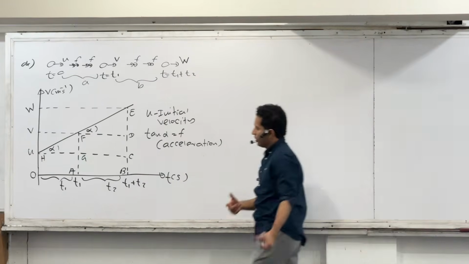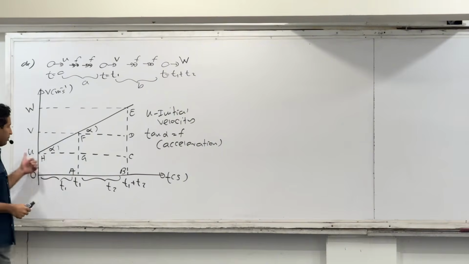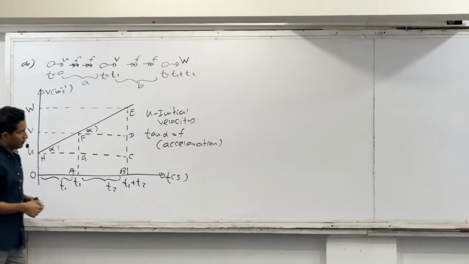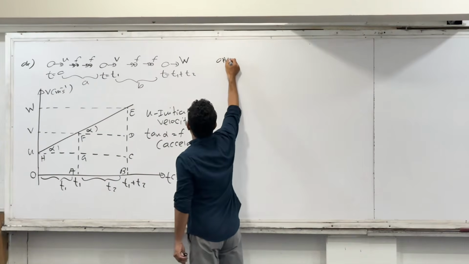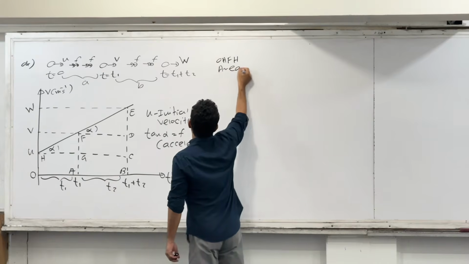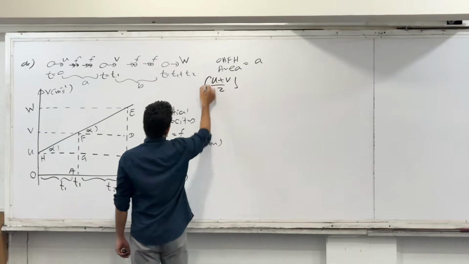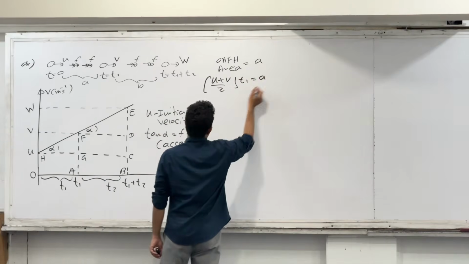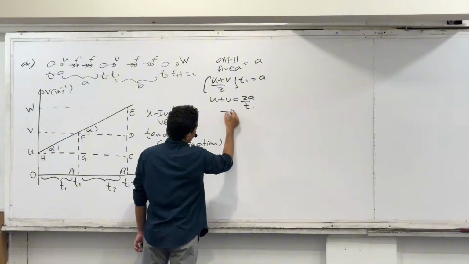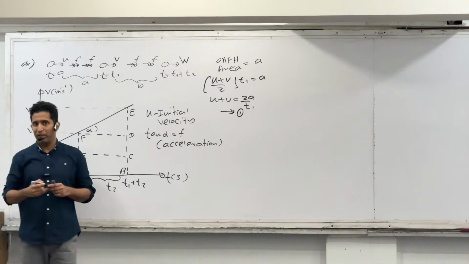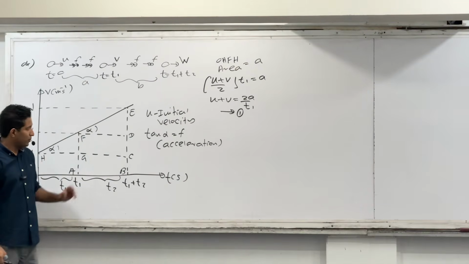Now you can write, OAFH area is equal to what? A. This area is equal to A. I will write that. OAFH area equals simply A. Then (u plus v) divided by 2 times t1 equals A. I will make u plus v the subject: u plus v equals 2A over t1. Take this expression as 1.